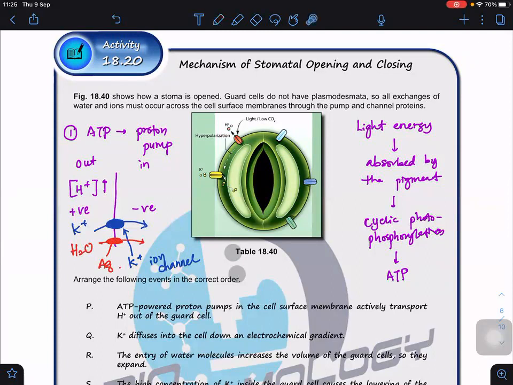Why? Because when the K plus enters into the cells down the electrochemical gradient by facilitated diffusion, it triggers a series of reactions, resulting in the entry of many kinds of ions into the cells. So for example, chloride ion enters into the cells, right? Okay, K plus moves in, and then chloride ion also moves in. So therefore, we have a high ion concentration inside the cells, lowering the water potential, therefore water molecules enter through the aquaporins by osmosis down the water potential gradient. Okay.